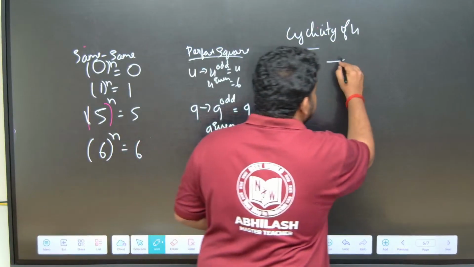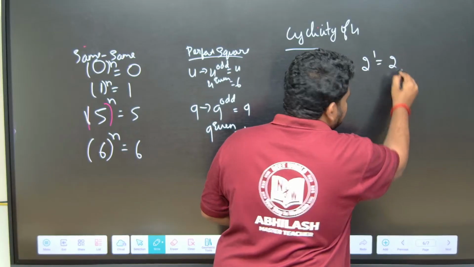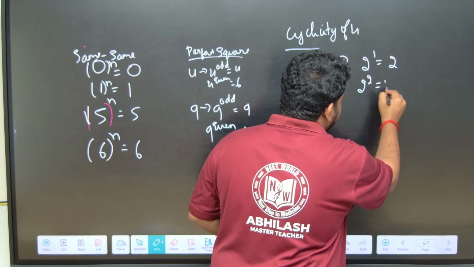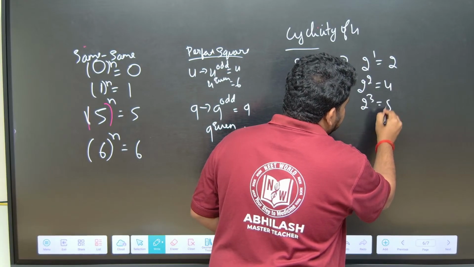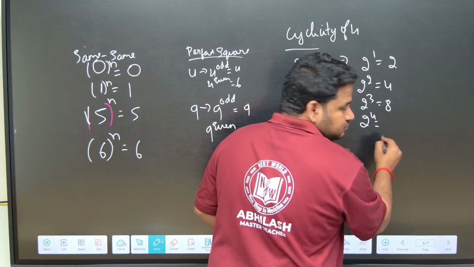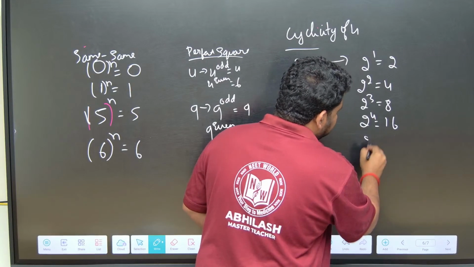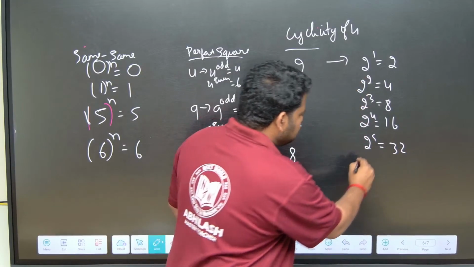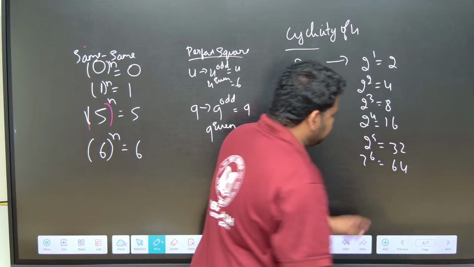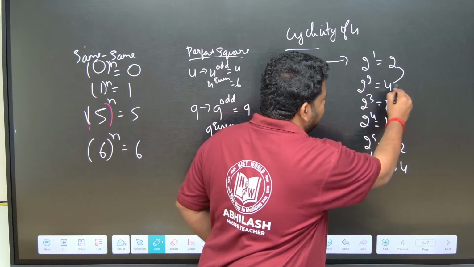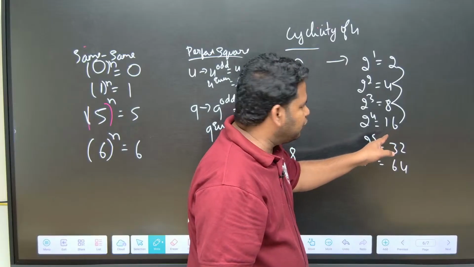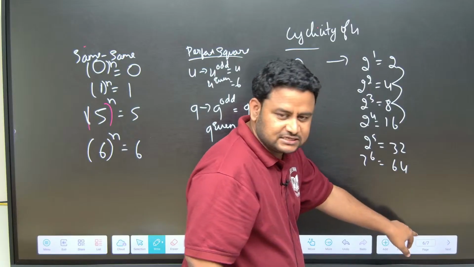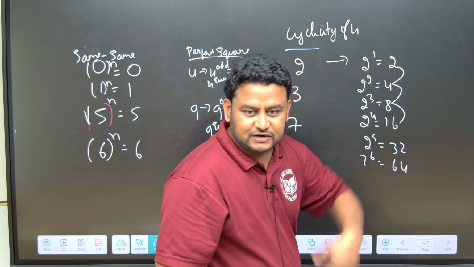If I write 2 here, 2 to the power of 1 is what? 2. 2 to the power of 2 is what? 4. 2 to the power of 3 is what? 8. 2 to the power of 4 is what? 16. Correct? 2 to the power of 5 is what? 32. And 2 to the power of 6 is what? 64. Now, if you can see, we are getting 2, 4, 8, 6. This is up to 4. After 4, again it is repeating 2, 4, 8, 6, it will repeat after every 4 numbers.